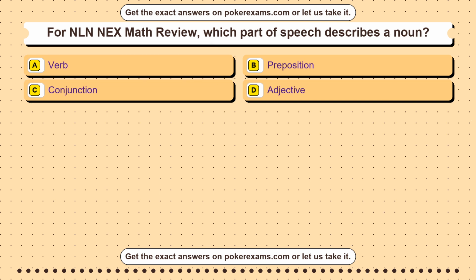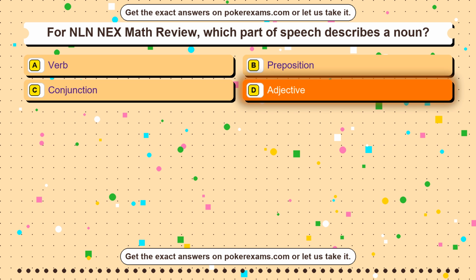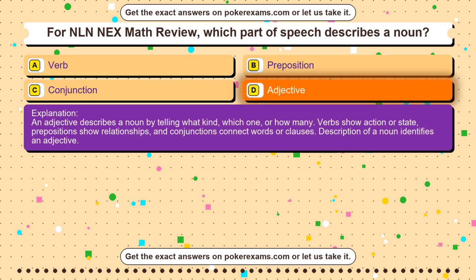Question 42. For NLN NEX Math review, which part of speech describes a noun? Option A verb. Option B preposition. Option C conjunction. Option D adjective. The correct answer is option D. Adjective. An adjective describes a noun by telling what kind, which one, or how many.